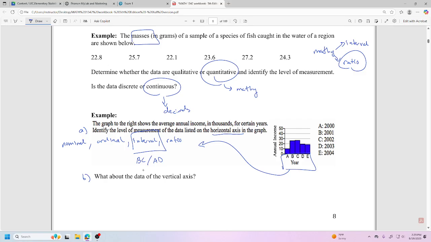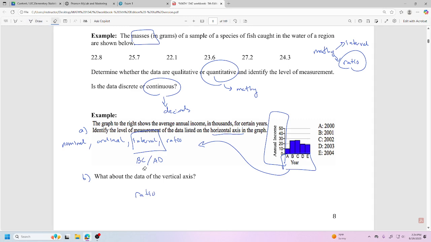What about the vertical axis here? Annual income. Which one would it be in this case? Income. Money. Ratio. That's right. Because we're doing math with it, right? And what if you have $0 income? You ain't making money, right?